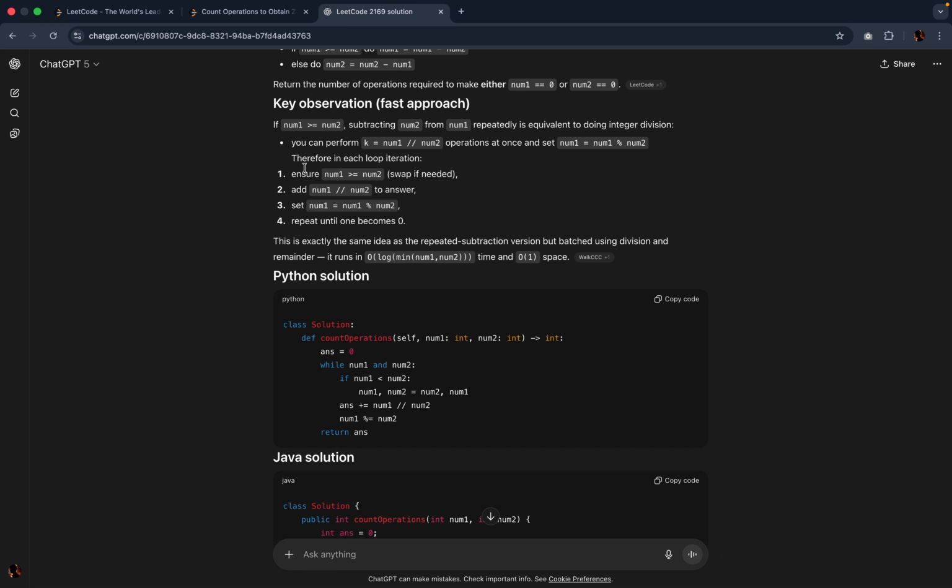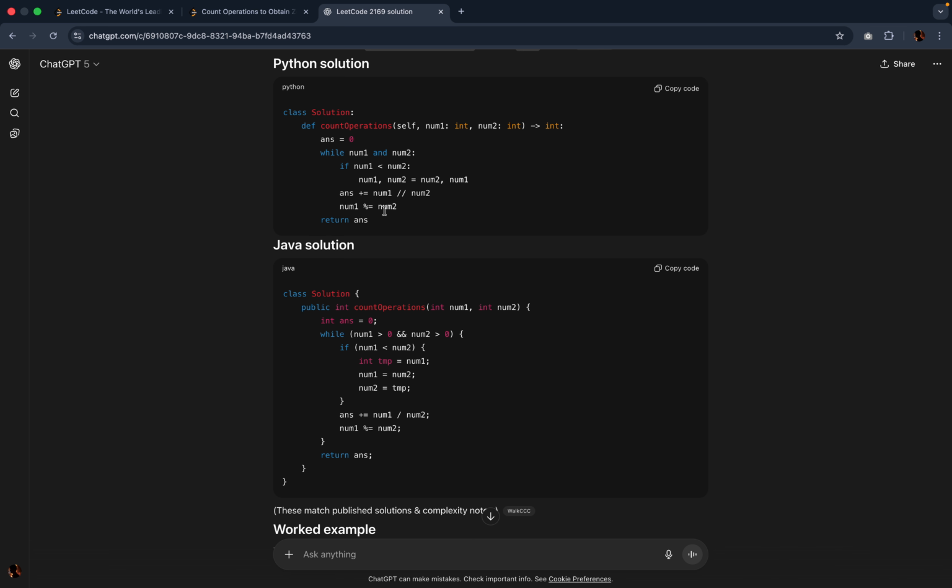and then we subtract the other two numbers, and then we get 0. So in this question we have to ensure num1 is greater than or equal to num2, and if it is not, then we have to swap the values of num1 and num2, and then we do the integer division of them, and we repeat it until it becomes 0.